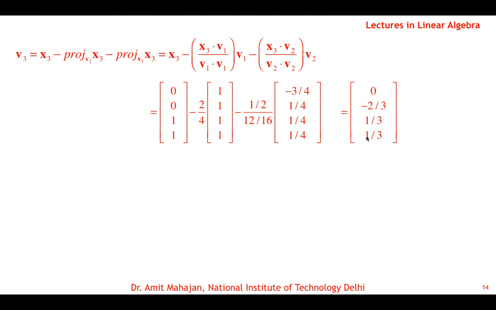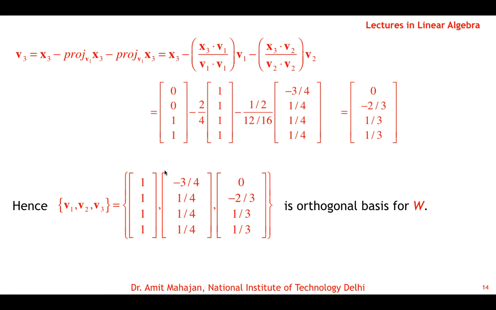So this is the third vector, and you can easily check that v1 dot product with this v3 vector is 0, and v2 dot product with this v3 vector is 0. So v1, v2, v3 form an orthogonal set that will span the subspace W, and it forms an orthogonal basis for W. If we have to find the orthonormal basis for W, then we just need to divide each of these vectors by its length. So that will become an orthonormal basis.